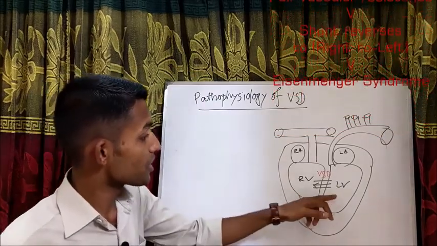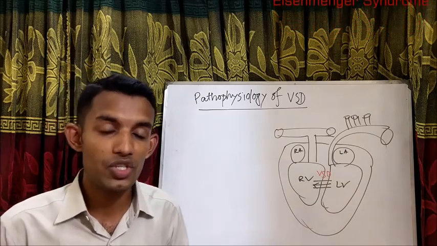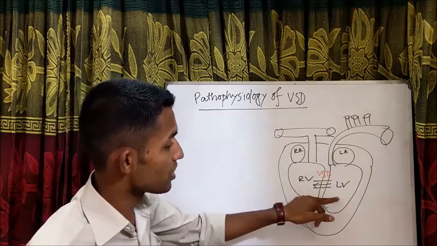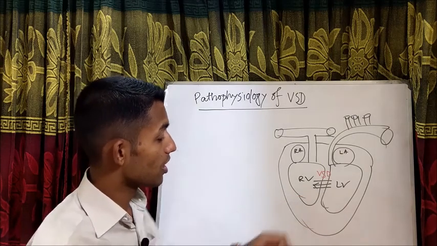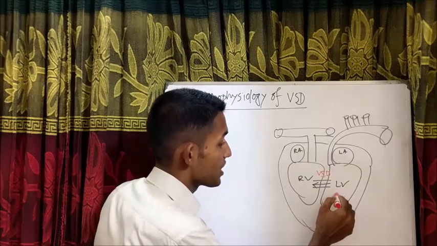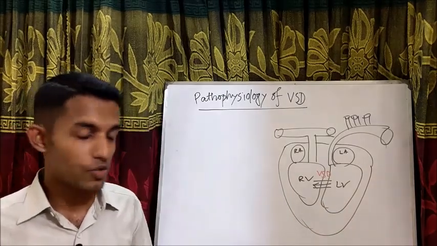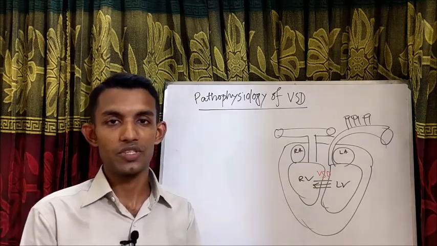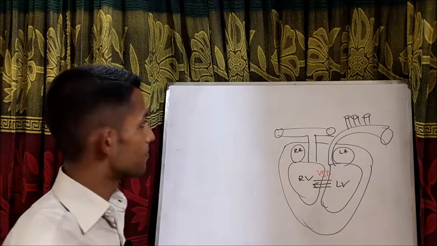Whenever the shunt reverses and becomes right to left shunt, then it is called Eisenmenger syndrome. At that time deoxygenated blood is going to the oxygenated blood, mixing with the oxygenated blood, so that the left ventricle is getting deoxygenated blood which is going to the whole body. That's why cyanosis occurs if there is development of Eisenmenger syndrome in VSD. Now the clinical features of VSD.